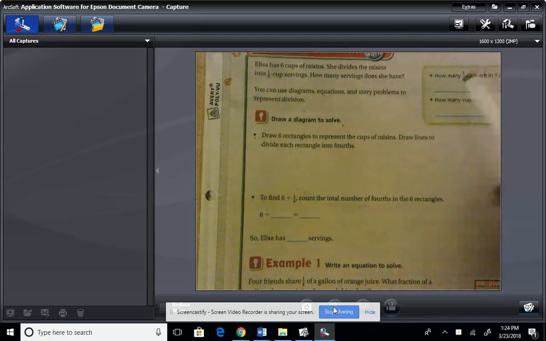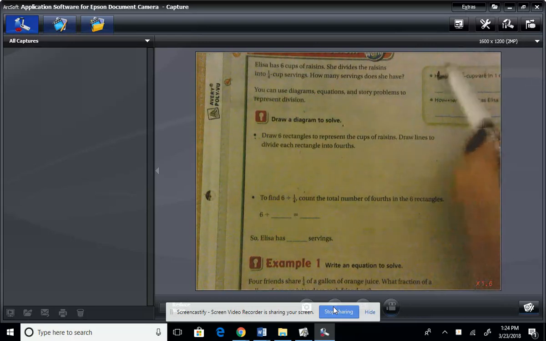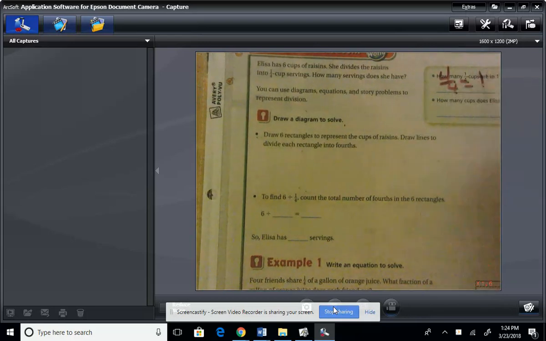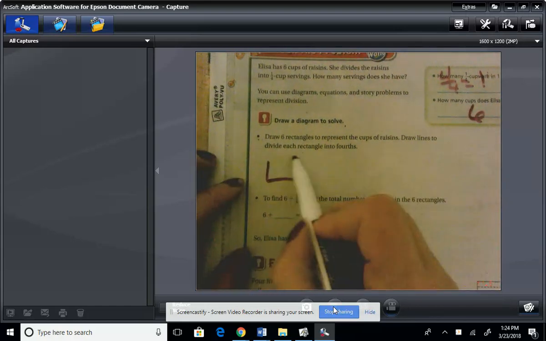So let's look over here. How many 1/4 cups are in a cup? Well, I know there are 4/4 equals 1 whole. So there are 4/4 in 1 cup. There are 4 1/4s in a cup. So how many cups does it have? 6. Well, what would that look like if we drew it out?